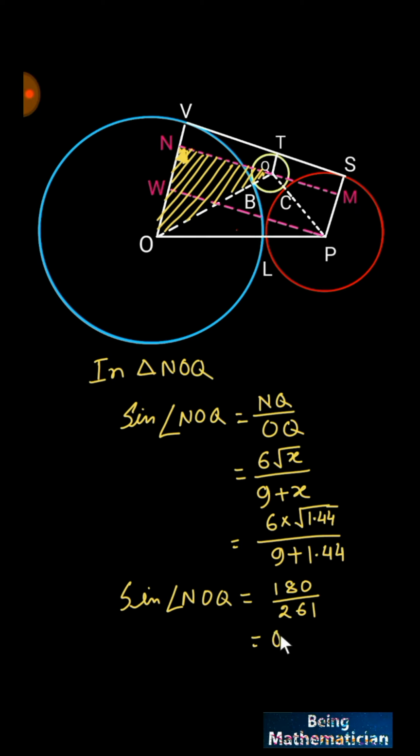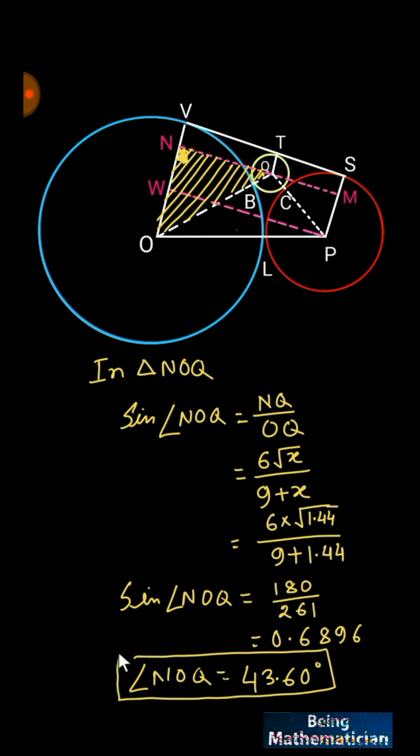So it is 0.6896. So angle NOQ is approximately 43.60 degree by trigonometric table. We remember this result.